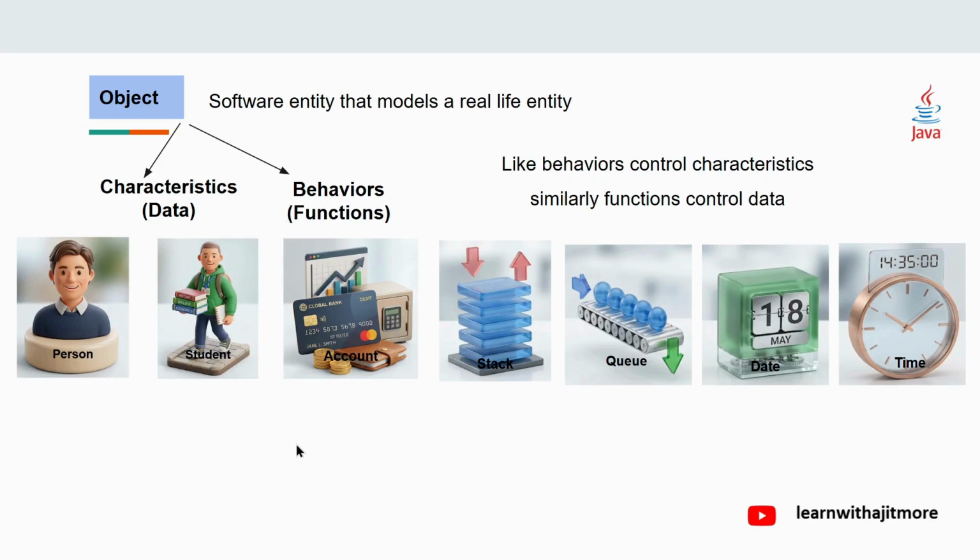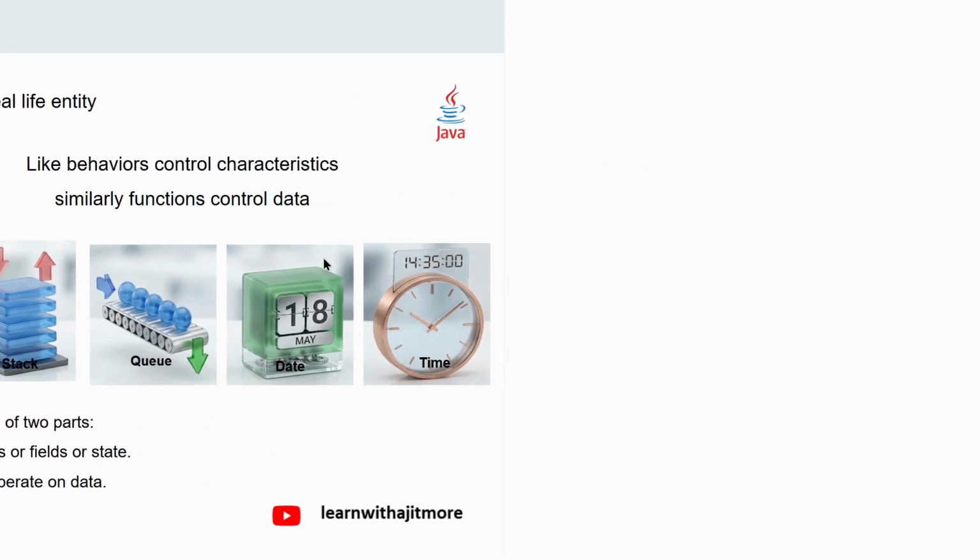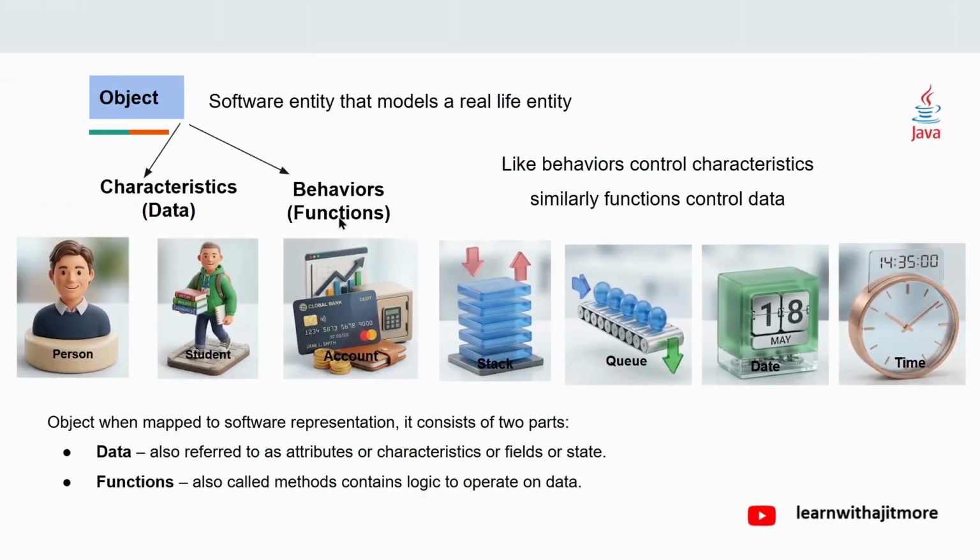Okay, so in general, I hope you got it that if you take the real world entity and want to put it into a programming model, the data is representing characteristics, and functions, which we generally call methods, are representing behavior. Functions will contain logic, and that logic is manipulating data. As behaviors control characteristics, functions control data.